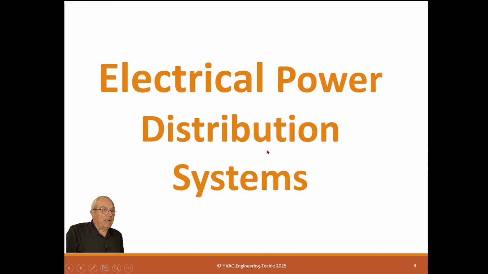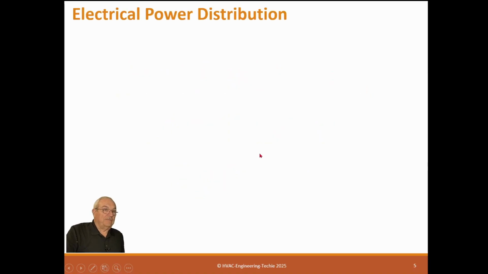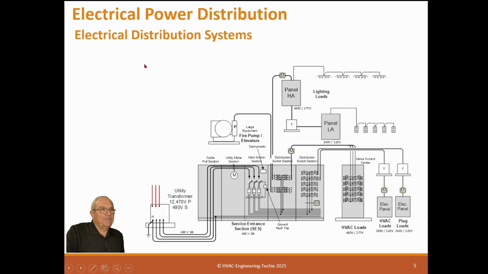So electrical power distribution systems, what is that? Well, electrical distribution systems in a building are systems that carry the power to different aspects of the building. So you see here power comes in from the utility and is fed into what we call the SES. That's the main entrance panel. It will have a wiring connection, a main switch and a meter. And then it will go into different distribution boards or switches to provide power to the devices.